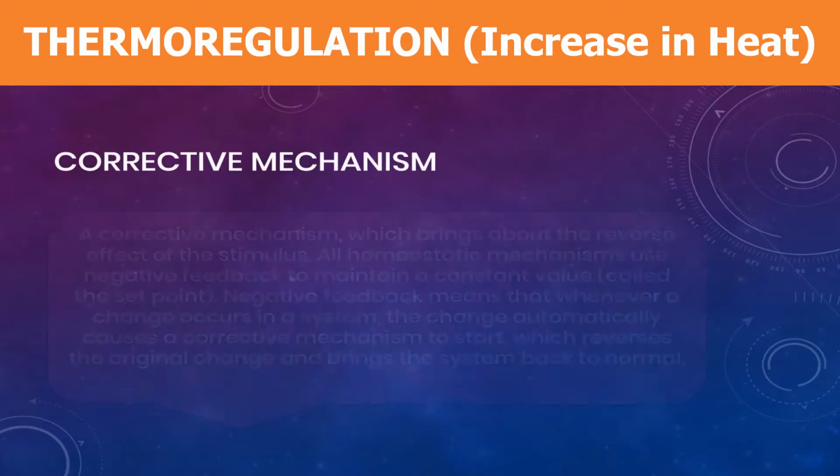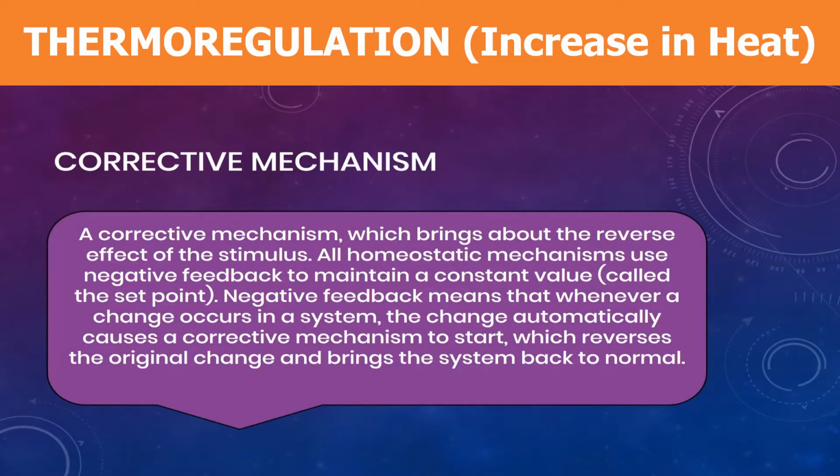As mentioned earlier, a corrective mechanism brings about the reverse effect of the stimulus. All homeostatic mechanisms use negative feedback to maintain a constant value called the set point. Negative feedback means that whenever a change occurs in a system, the change automatically causes a corrective mechanism to start, which reverses the original change and brings the system back to normal.